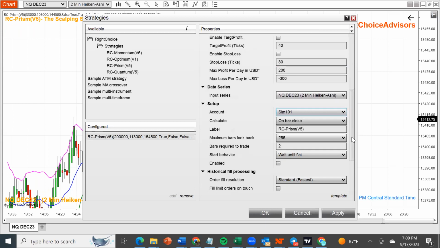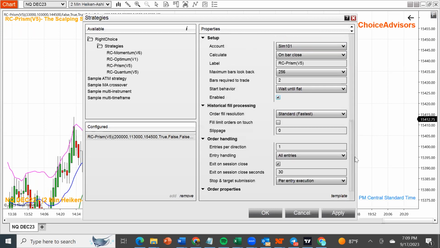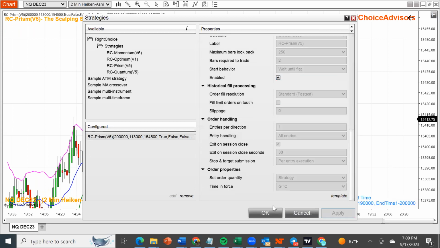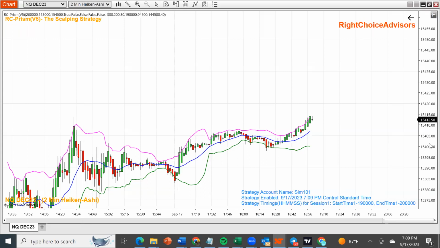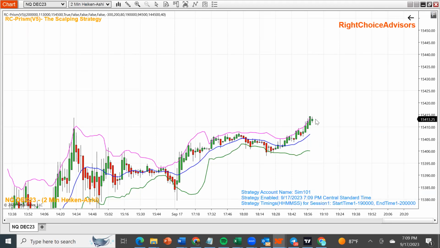Let me take this on SIM 101, enabled, right? And then everything else I'm keeping the same. So now you can see which account you are taking, SIM 101. The strategy you enabled at 7:09 central. The start time is 7, the end time is 8. So after waiting for 2 candles, it may take a long position.